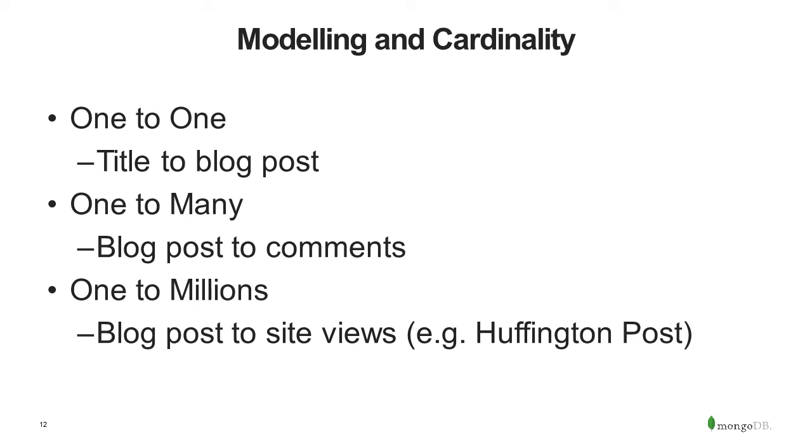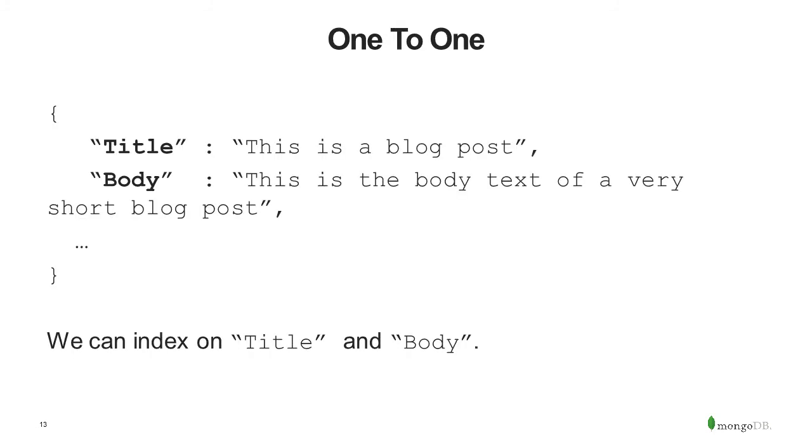And then you've got the one-to-millions modeling. So if I'm looking at blog posts to site views, how many people looked at this particular blog post, how many people read past the first page, that can again go to millions and millions of entries for a very large, high-trafficked blog post site or website like Huffington Post. So how do we think about how we model these? Well, the one-to-one is easy.